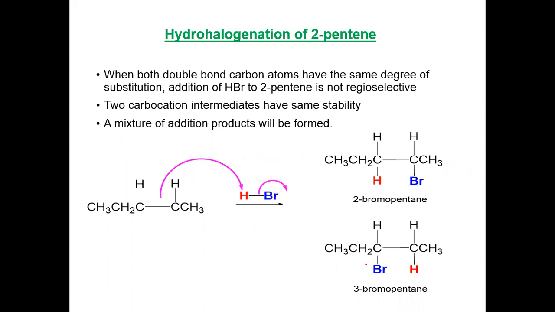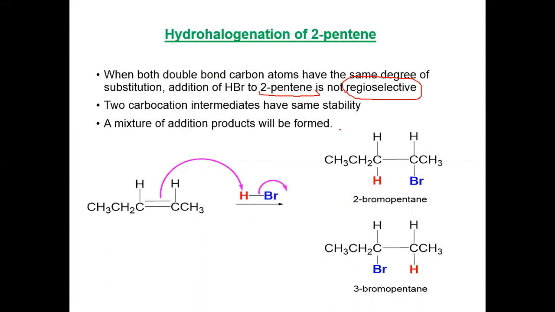Ini contoh lain. Okay, 2 pentene pula. Contoh untuk 2 pentene. Okay, when both double bond carbon atoms have the same degree of substitution, addition of HBr to 2 pentene is not regioselective. So positional dia, kamu ubah mana-mana pun dia akan sama. Okay, 2 carbon intermediates have same stability. A mixture of addition products will be formed.